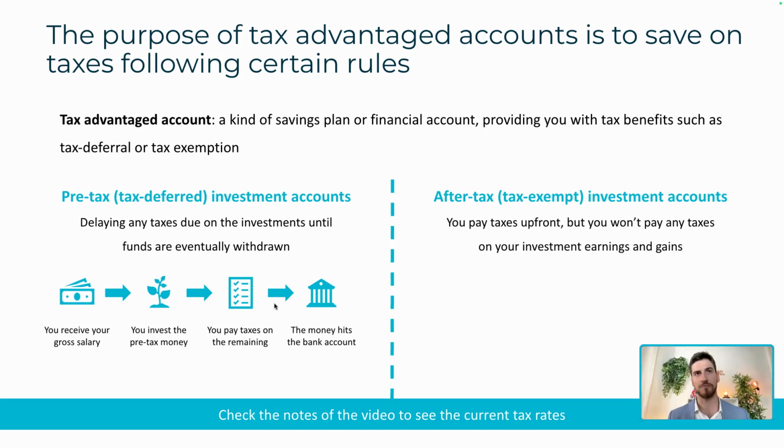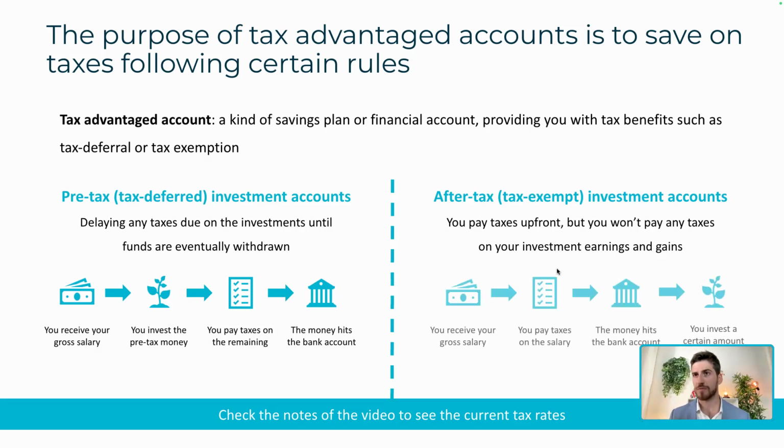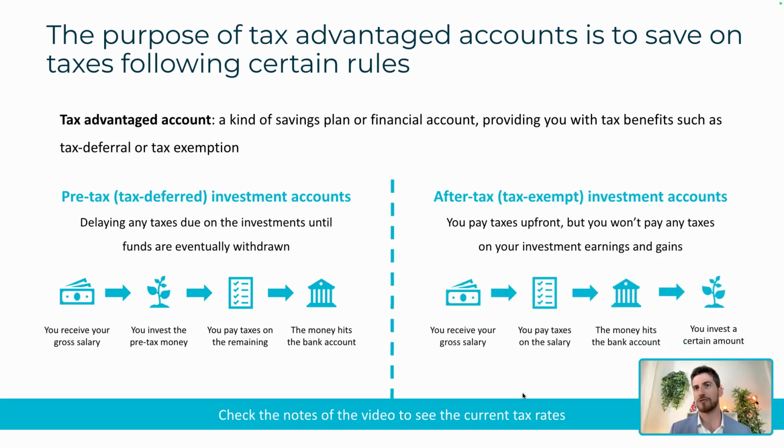That's the simple example. After tax, this means that the advantage is that you are tax exempt instead of tax deferred. Here, we are postponing taxes. Here, you pay the taxes upfront on your salary, but you won't pay any taxes on your investment earnings and gains. So here the idea is you receive your gross salary, you already paid the taxes, you receive the money post-taxes, and then you invest the amount. This is also how you do it through a normal investment account, right?